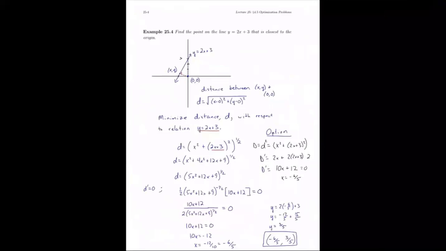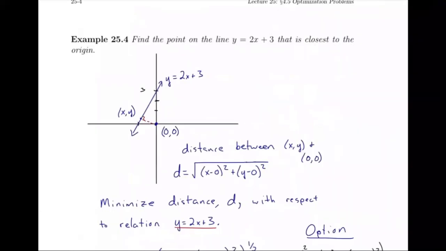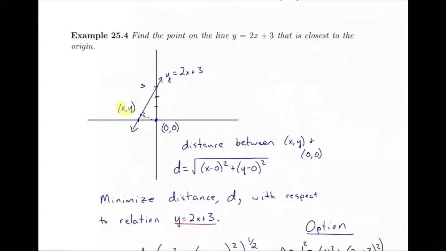So let's move on to another one. Find the point on the line y equals 2x plus 3 that is closest to the origin. These are interesting little, again, math puzzles, right? What's the point on this line? In other words, what's the xy value on this line, y equals 2x plus 3, that minimizes the distance to the origin, that's closest to the origin?